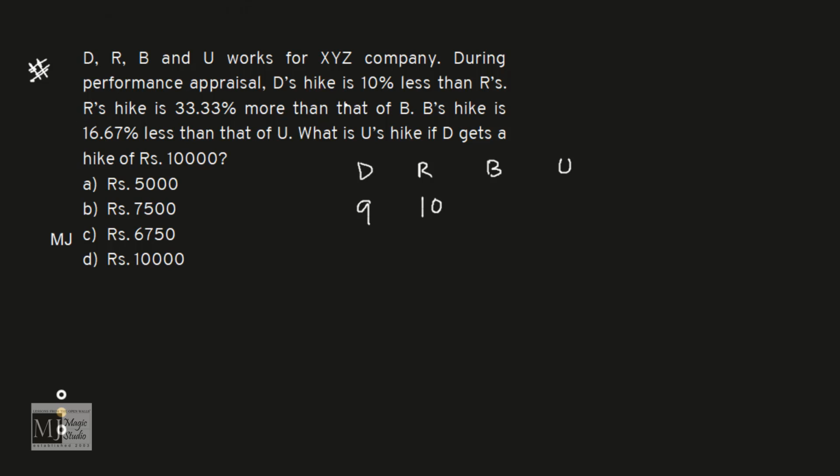R's hike is 33.33% more than that of B. We should know what 33.33% is. 33.33% means 1/3, 1/3 more. Let's start with 3 for B. So if there is a 3 rupee hike for B, it is 1/3 more. 1/3 of 3 is 1. That means R's hike is 4 rupees as related to B. So it is 4:3.